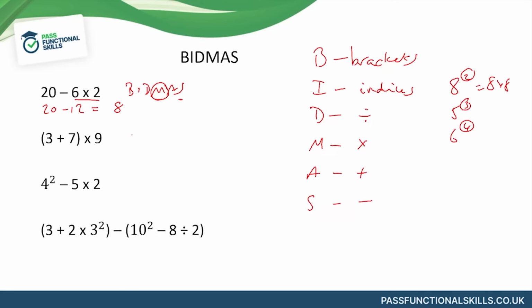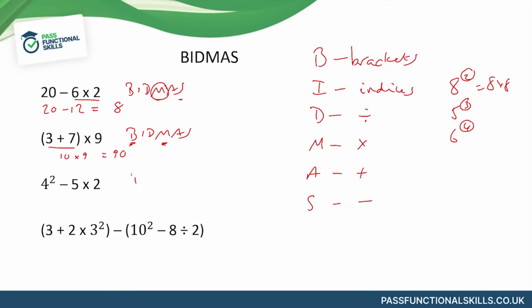In this question here, let me just write the word BIDMAS. We have brackets and we have multiplication. So we need to do the brackets first. 3 plus 7 is 10. So 10 times by 9, which is 90.